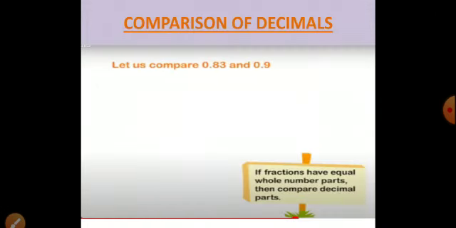Let us compare 0.83 and 0.9. Both the numbers 0.83 and 0.9 do not have whole number parts. So let us check their decimal part. If the decimals have equal whole number parts, then we will compare their decimal parts.